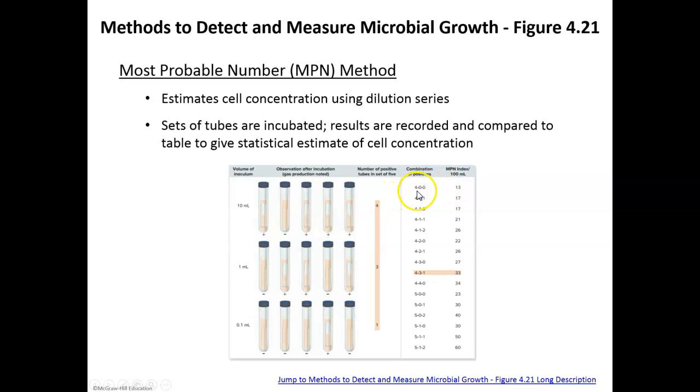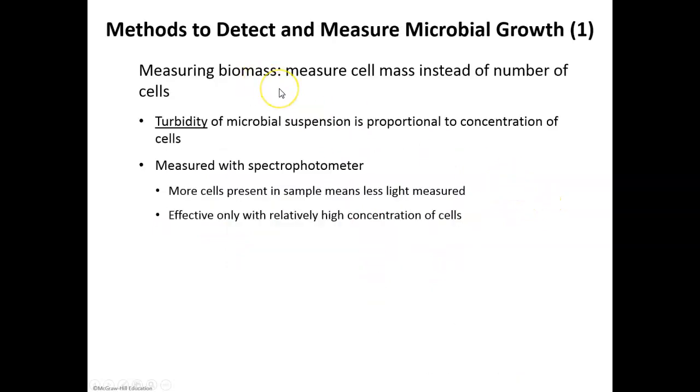We have 4, 1, 2, 3, 4, and then in the next one 3, and then in this one 1. So we're looking at 4, 3, 1. So the most probable number is there's about 33 in a 100 milliliter solution. That's how you would figure out most probable number. They have these tables in the back of most of our microbiology textbooks and lab books.